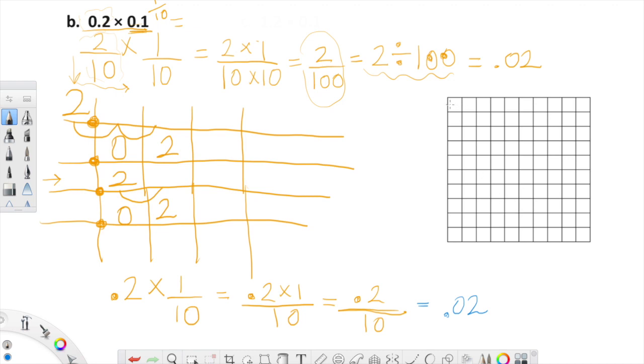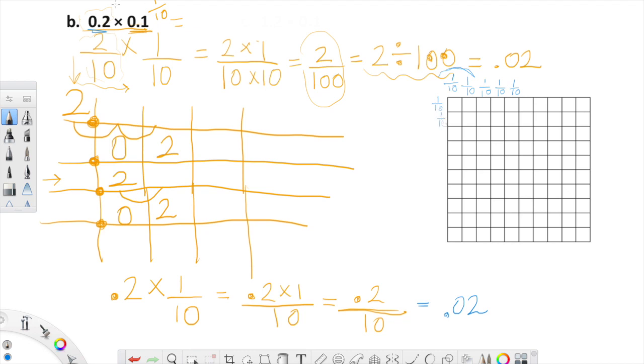Let's go ahead and model this. So this is our 10 grid. There's 10 columns and there's 10 rows. So I'm going to model 2/10. Well, know that one column is 1/10. Two columns would be 2/10. Each of these columns and each of these rows are 1/10. So I can label this whole thing, but I'm not going to because I think you guys can see it. Just know that each column is 1/10, and each row is 1/10 as well.